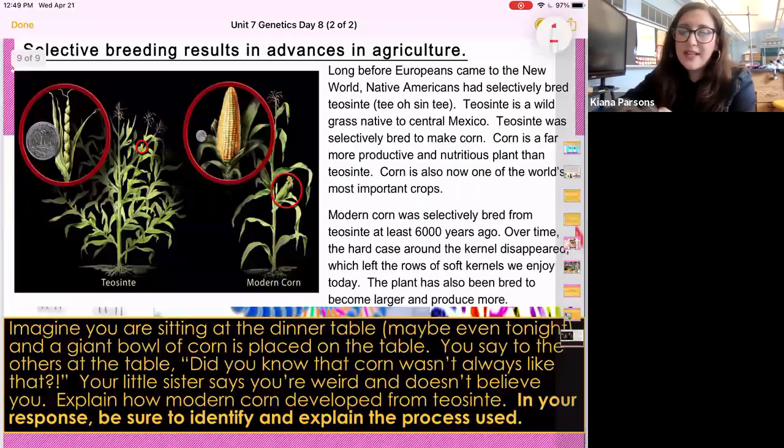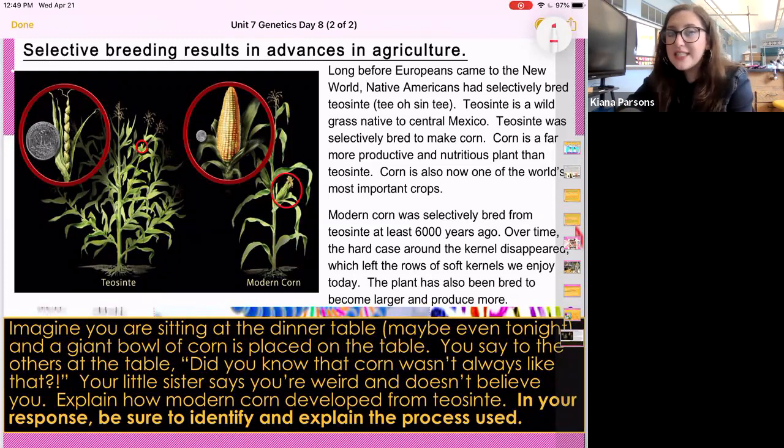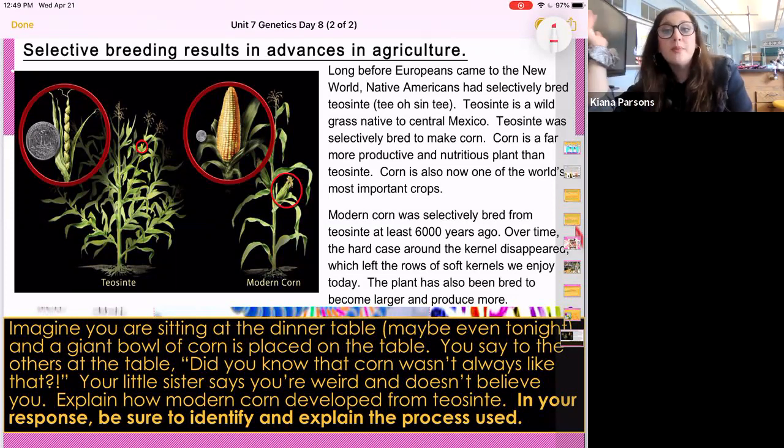And all right, last one. Selective breeding results in advances in agriculture. Long before Europeans came to the New World, Native Americans selectively bred teosinte. Teosinte is a wild grass native to central Mexico. Teosinte was selectively bred to make corn. Corn is far more productive and nutritious than teosinte. Corn is also now one of the world's most important crops.